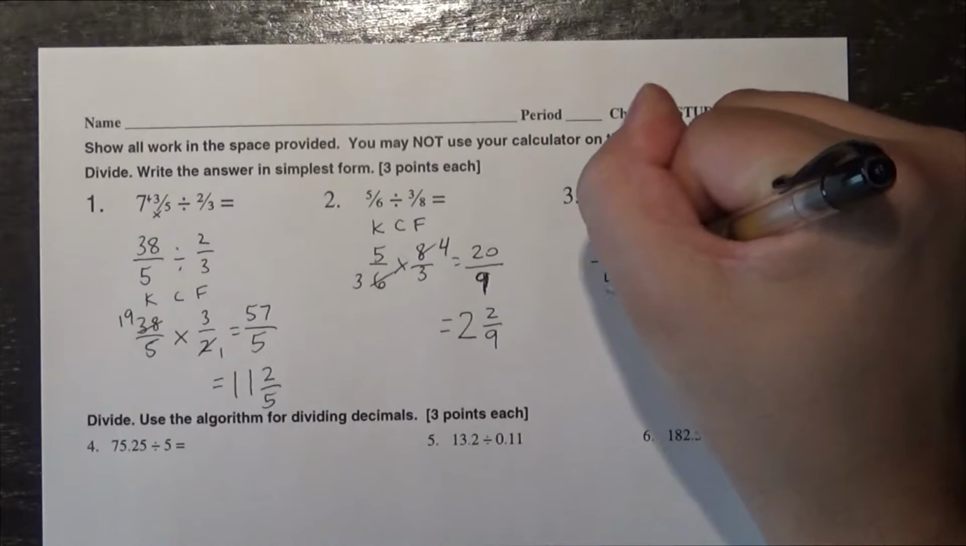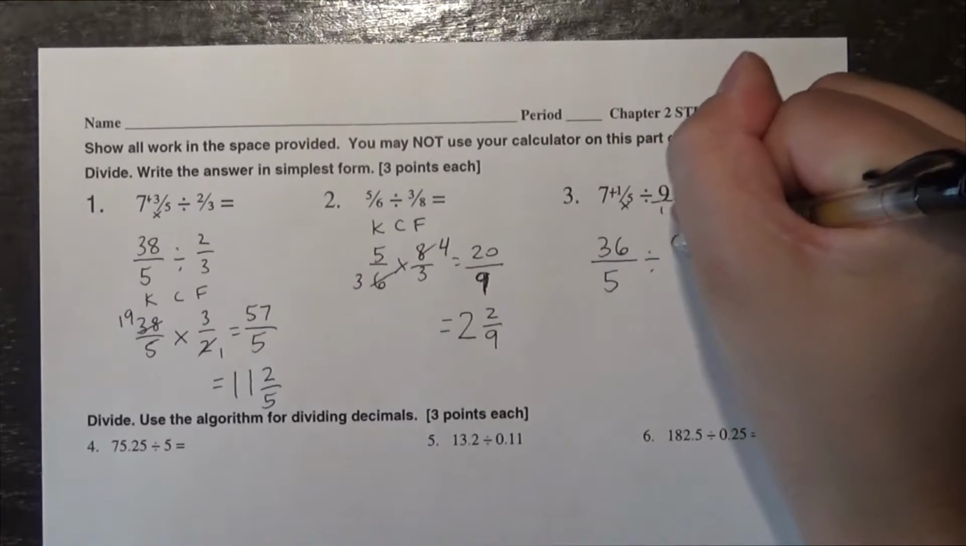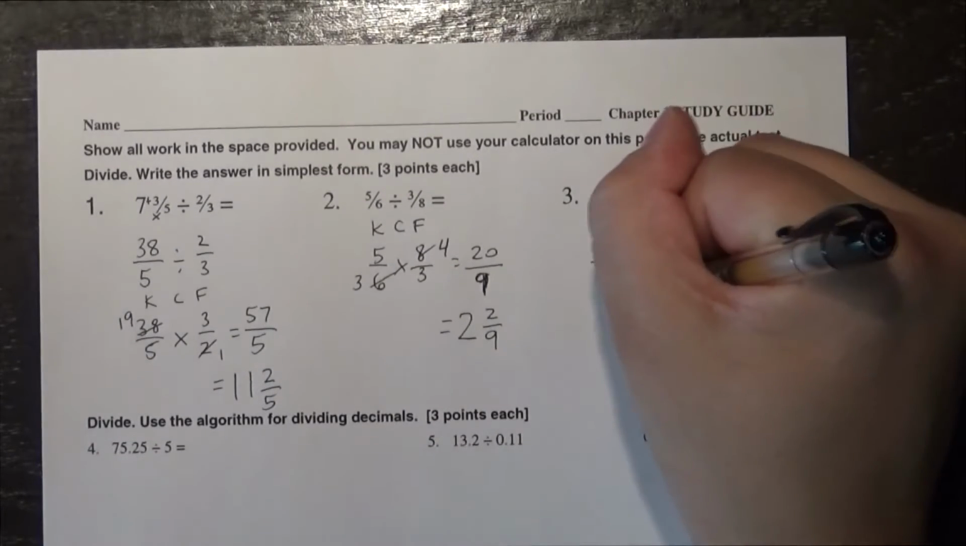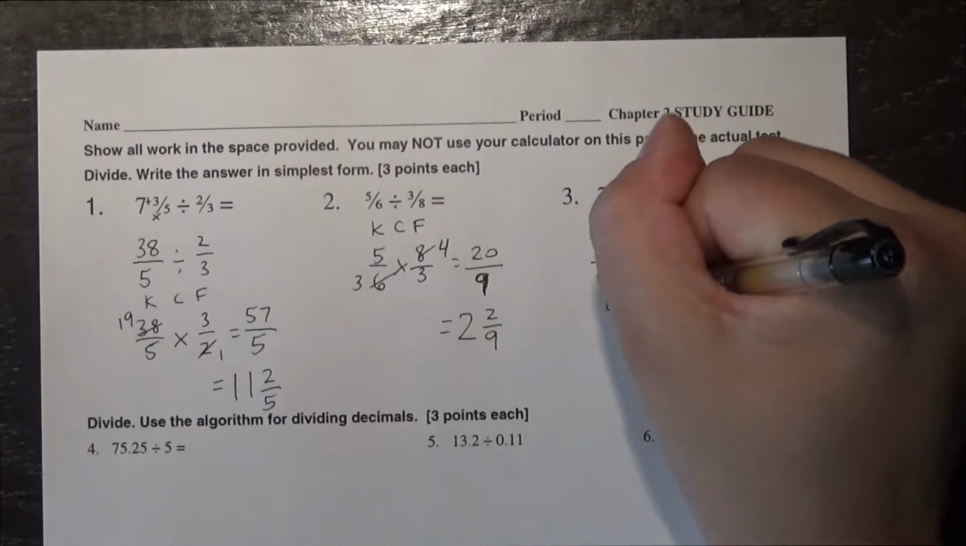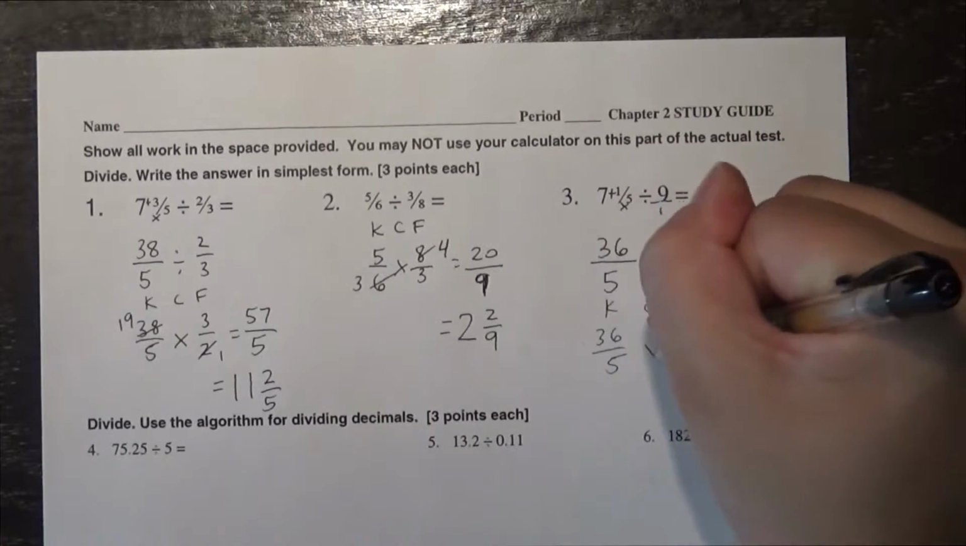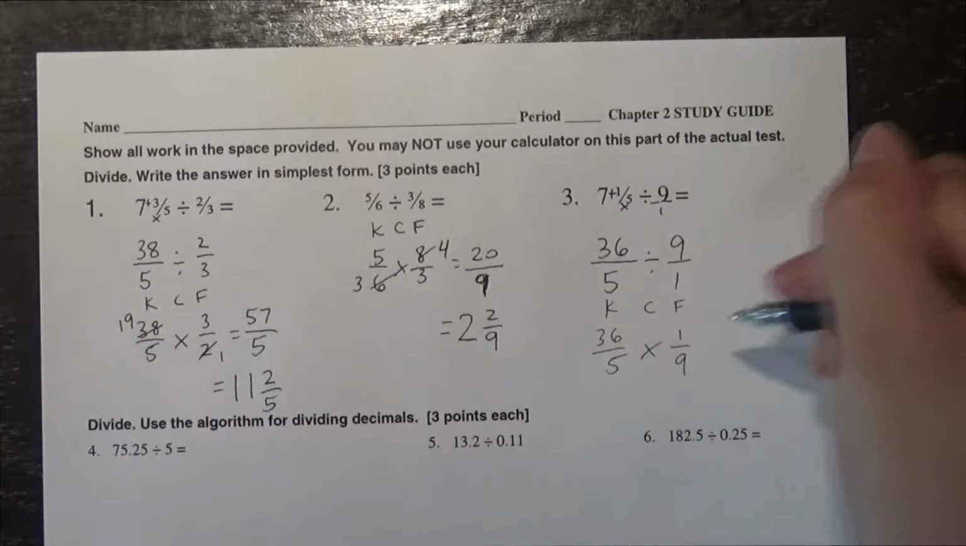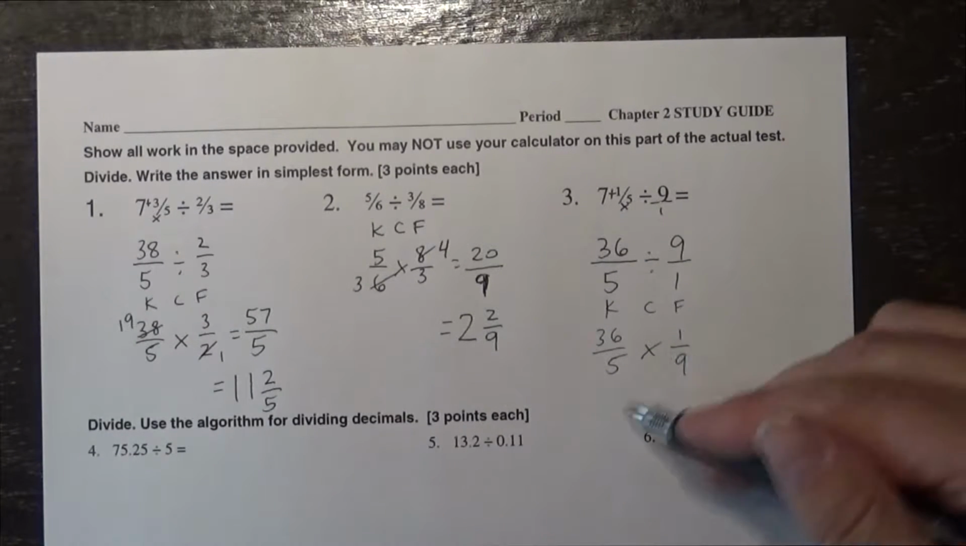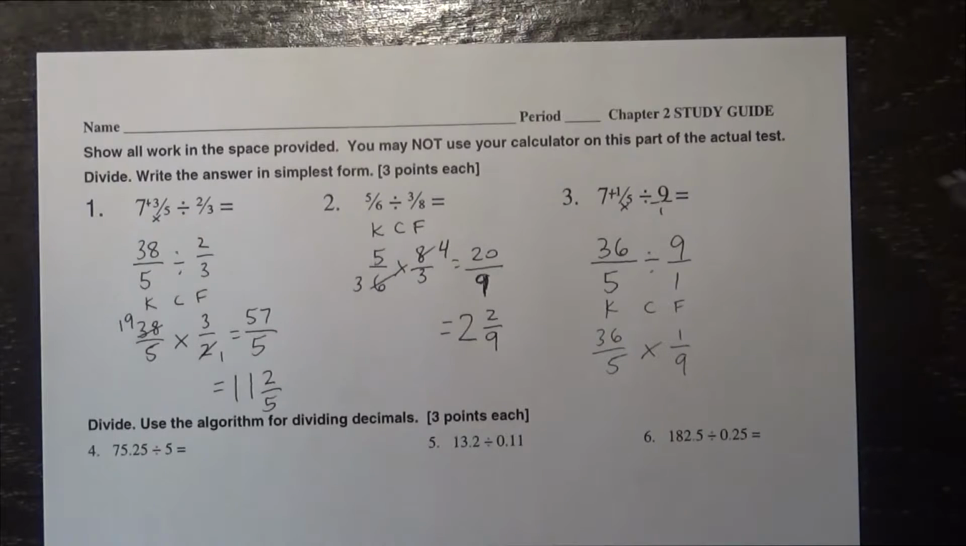So that's 36/5 divided by 9 over 1. So I can keep, change, and flip. KCF, 36/5 times 1/9. 1 and 5, there's no common factor there other than 1.